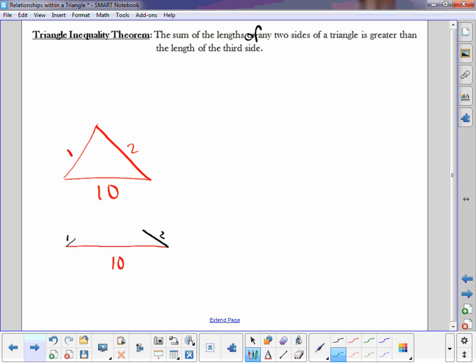I have my length of 10, and I have a side of 1 and a side of 2. Can I get those to meet up to actually make a triangle? No, they're not long enough to do so. Even if I try to draw the 2 over here, that's still not going to meet up with the end of that 10, right? So we need for that third.